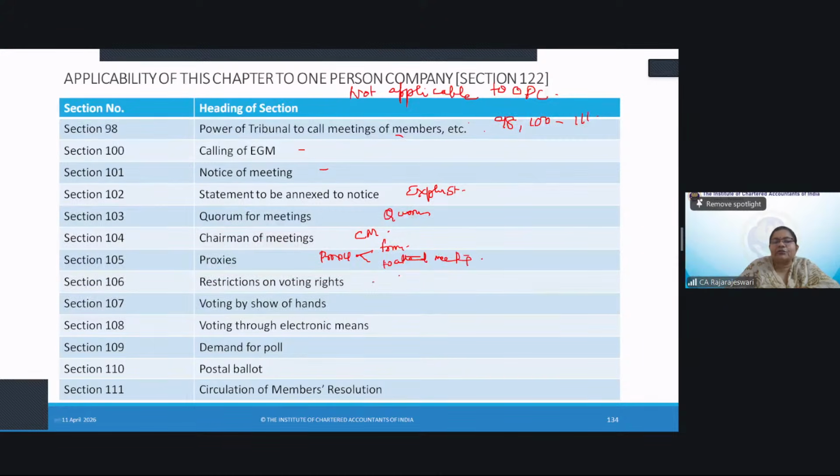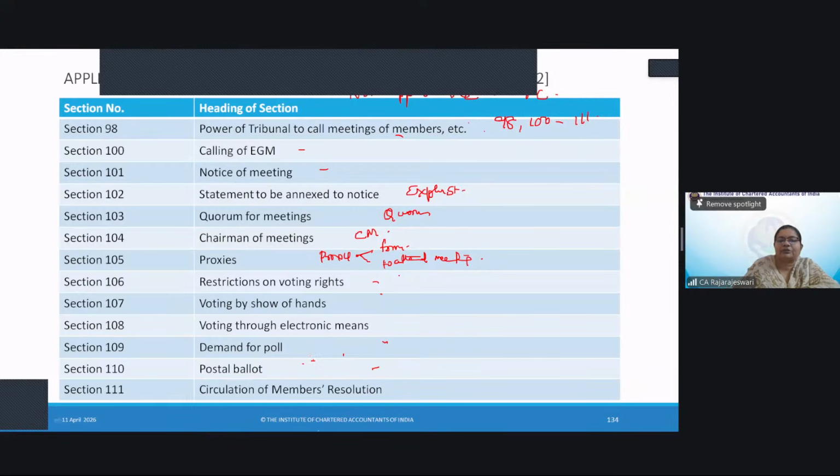Then restriction on voting rights, then show of hands, electronic means, postal ballot, or demand for poll. All these things are not applicable for a one person company. Postal ballot. Here, this postal ballot is only when it is widely distributed and you want the consent of all the members, you have this postal ballot concept.